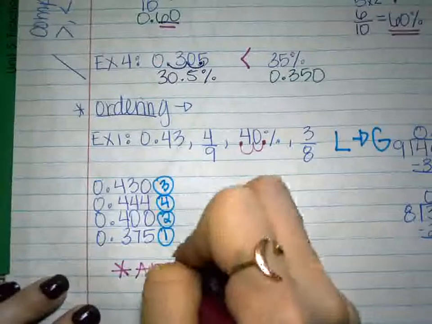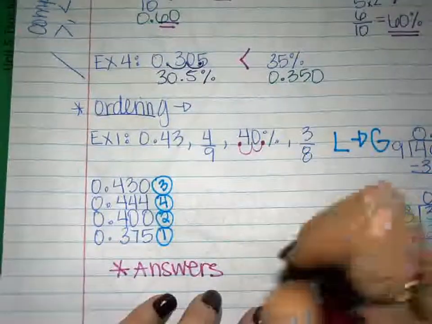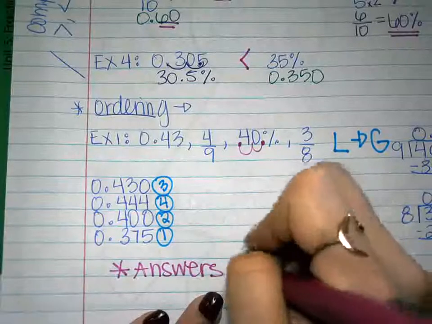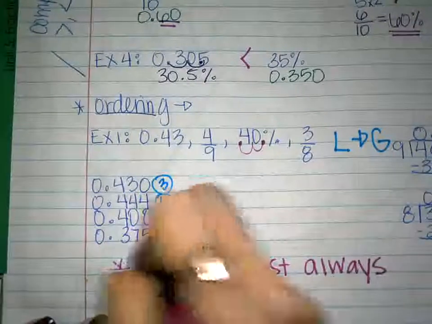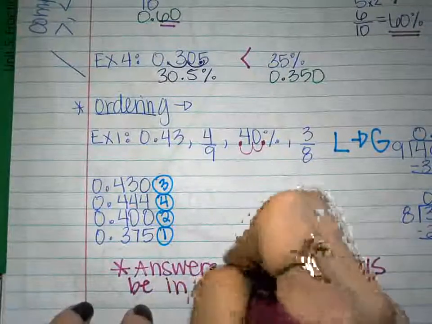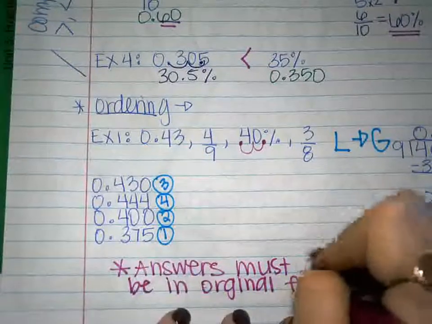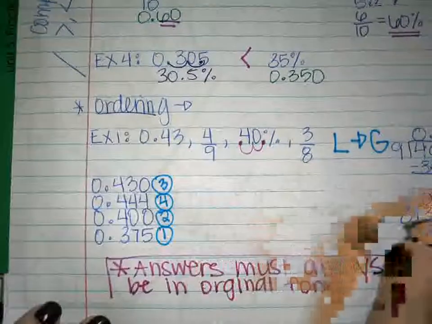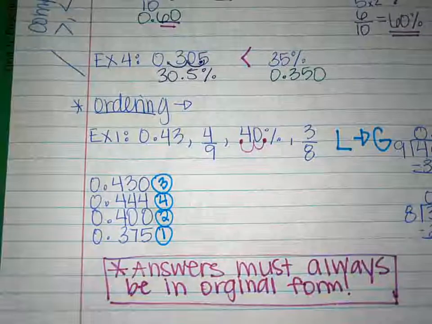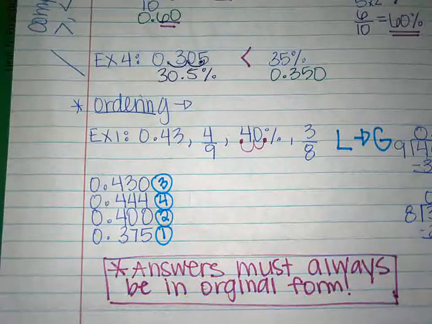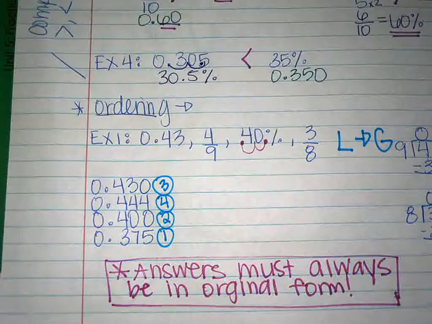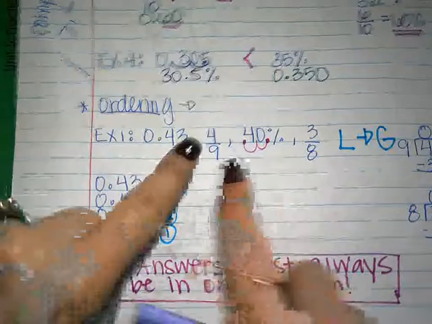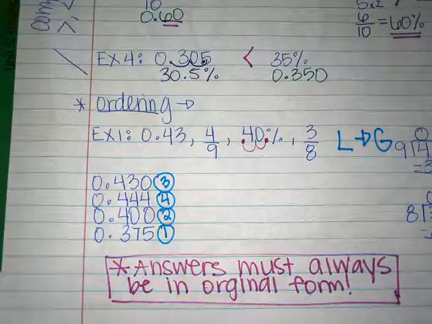Okay, here's the part that students almost always forget. Answers must always be in original form. You have to put your answers back in the original form. Meaning I can't just leave my answer at what it is right now, because that's not acceptable. I have to put my answer back in the form that the problem gave them to me in.